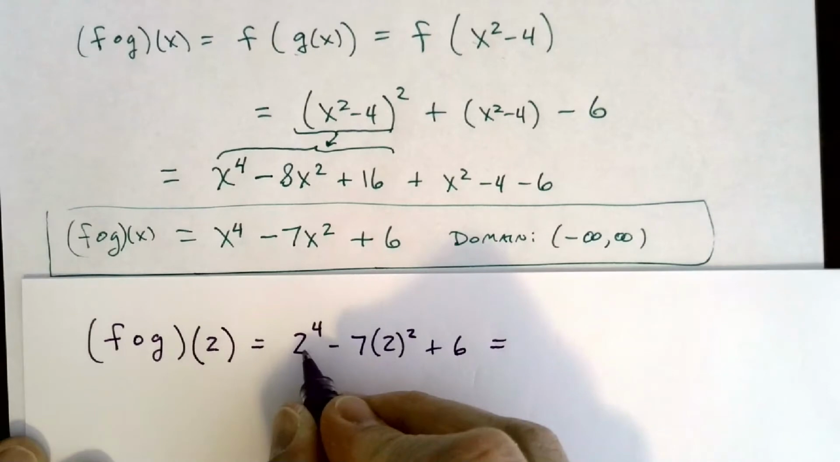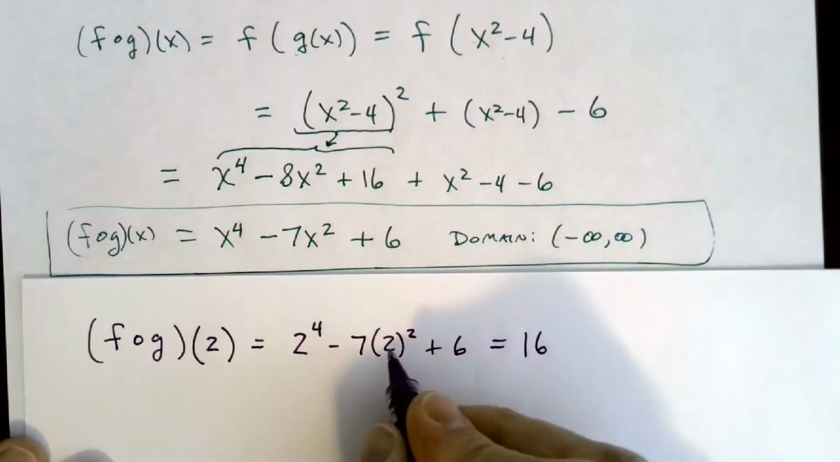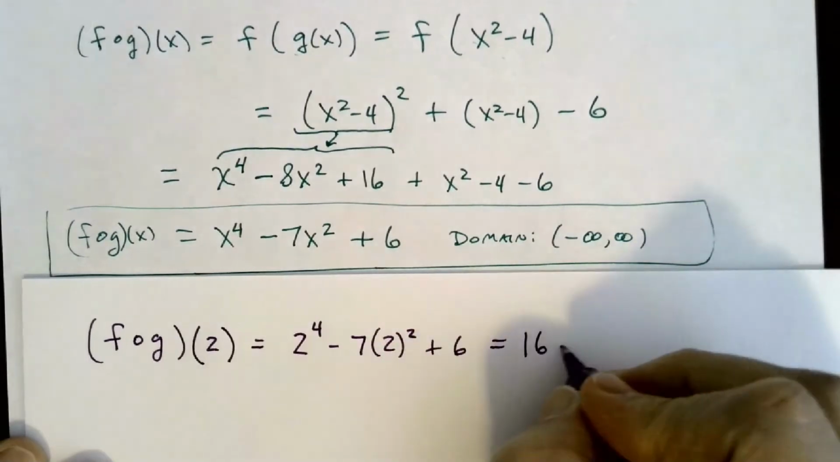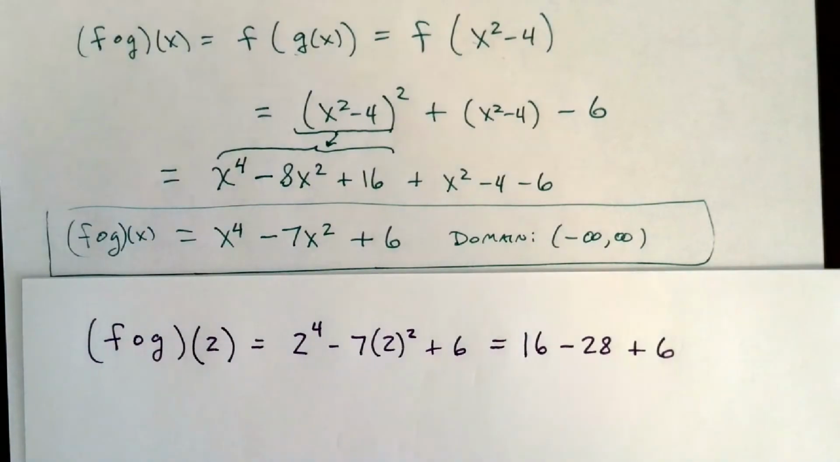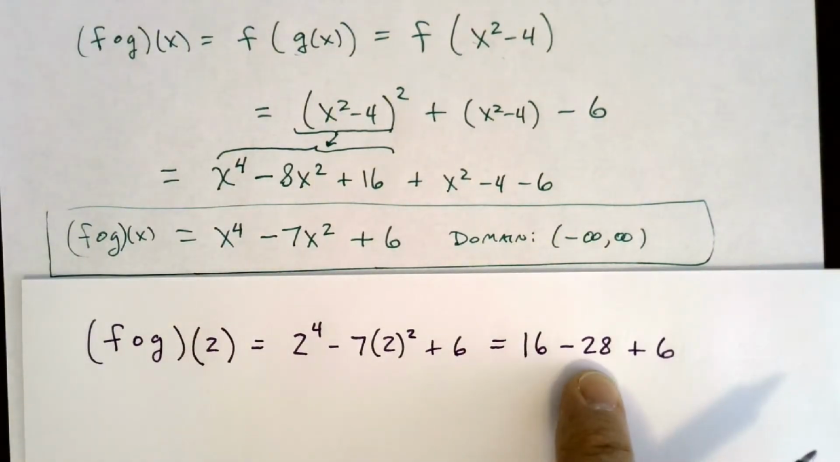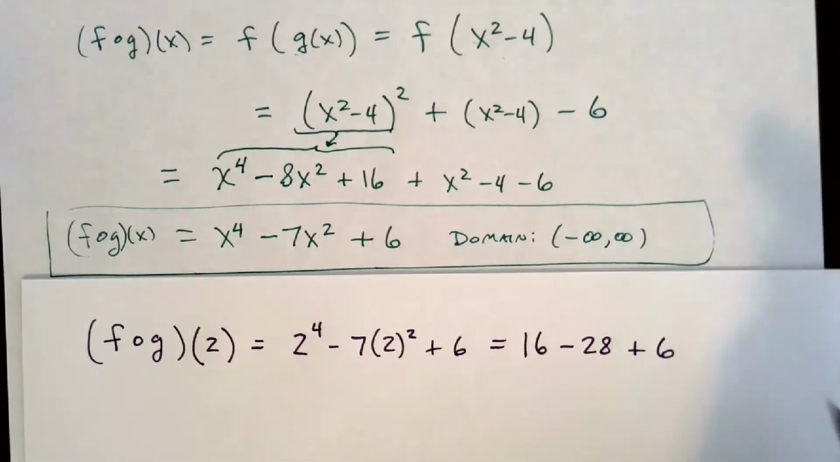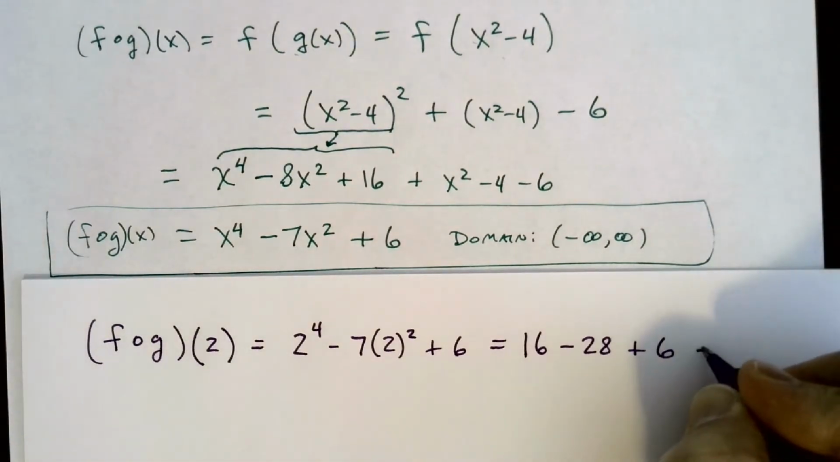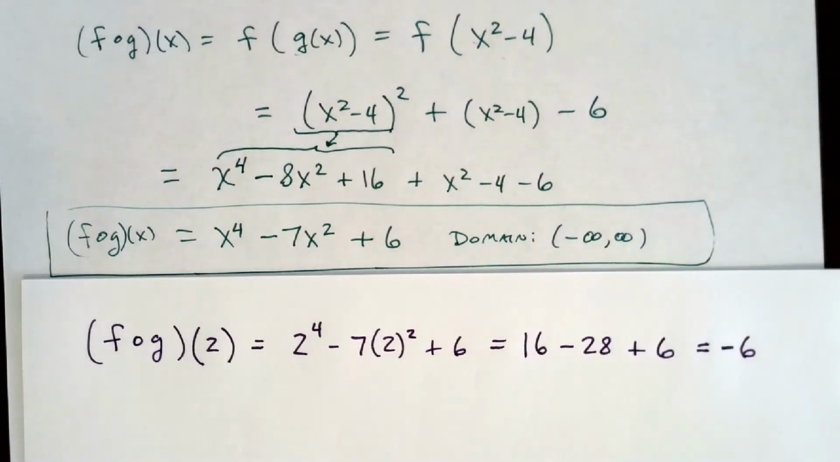2 to the 4th is 16, right? 2 times itself 4 times. 2 squared is 4. 4 times 7, that's 28. And plus 6. And so what do I get here? 16 minus 28 is negative 12. Plus 6 is negative 6, right? And there's my output. Okay, and that's certainly a valid way of doing it.